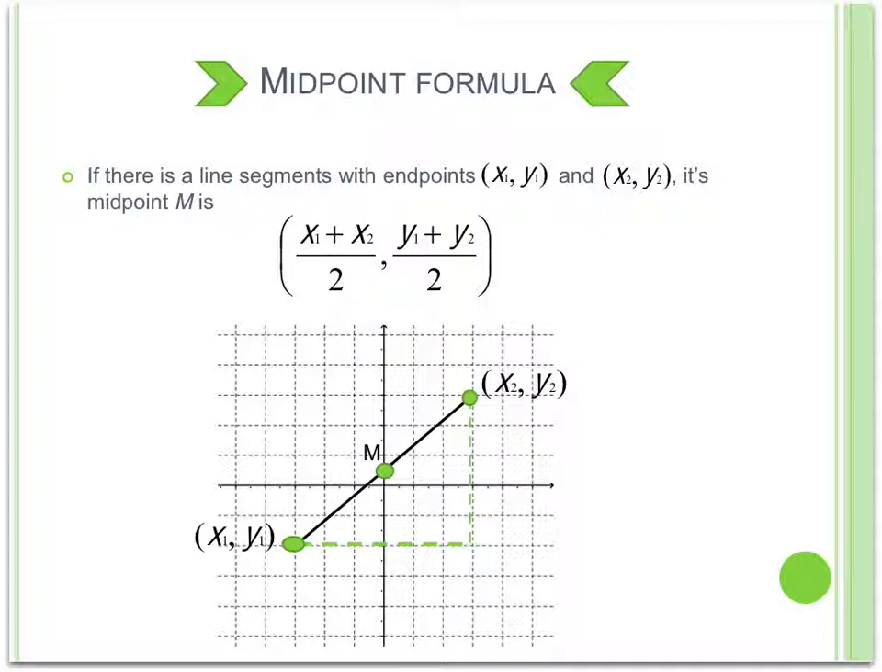Looking back at the midpoint formula, this x-coordinate is found by adding the two x values and dividing by 2. So if we were to draw a line between the two x values and divide it by 2, that point would be halfway along that line. And that gives us our x value.